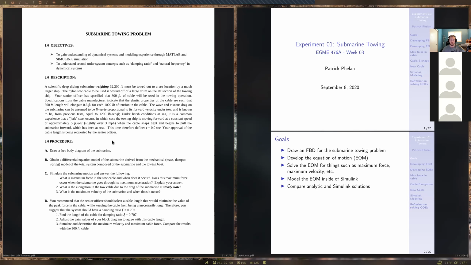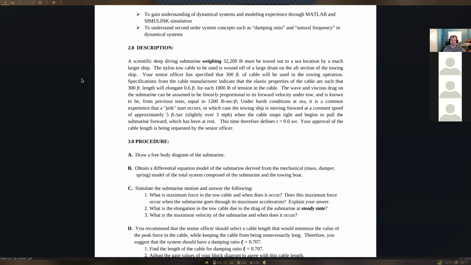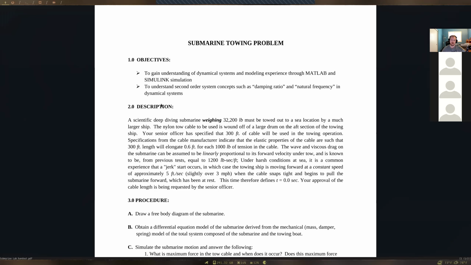So first off, we're going to go over the problem description for this lab. Okay, so it's the submarine towing problem. So basically what we have is a submarine, and it's going to be towed by some towing boat. Okay, so I'm going to read the description right now. So we have a scientific deep diving submarine weighing 32,200 pounds, and it must be towed out to a sea location by a much larger ship.